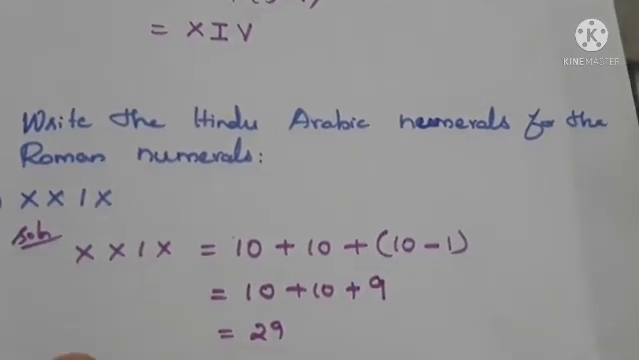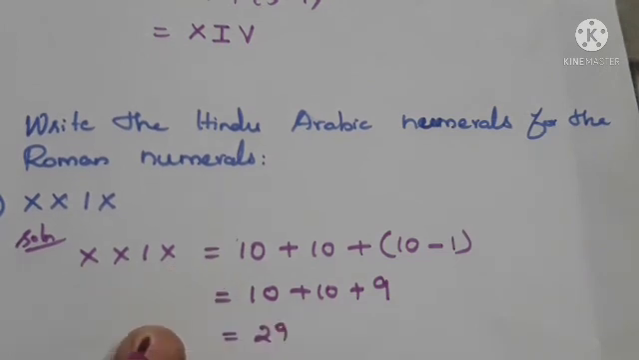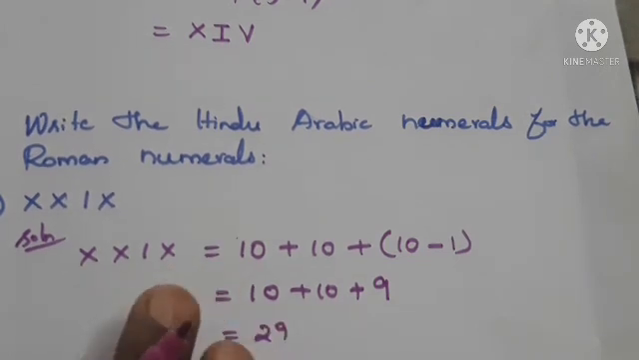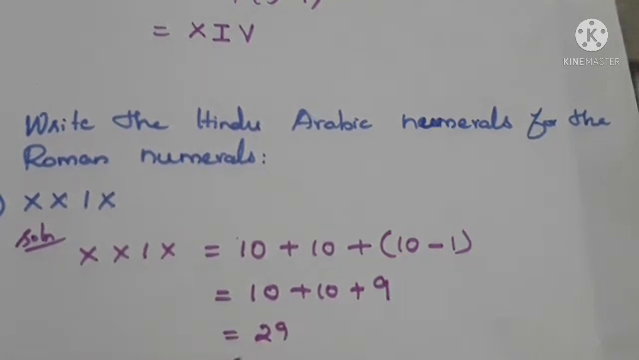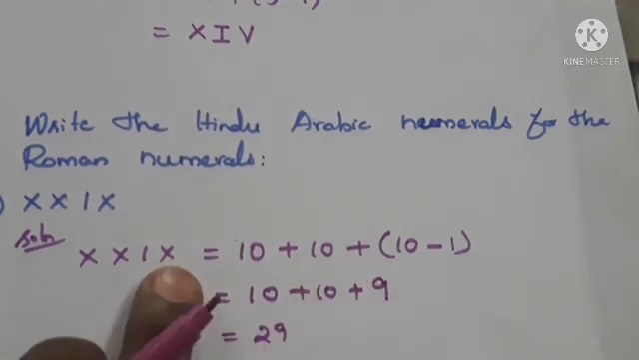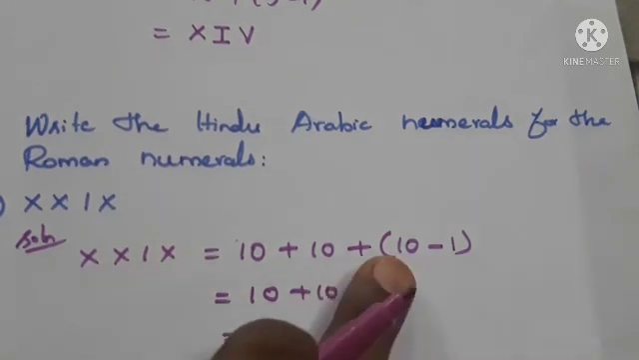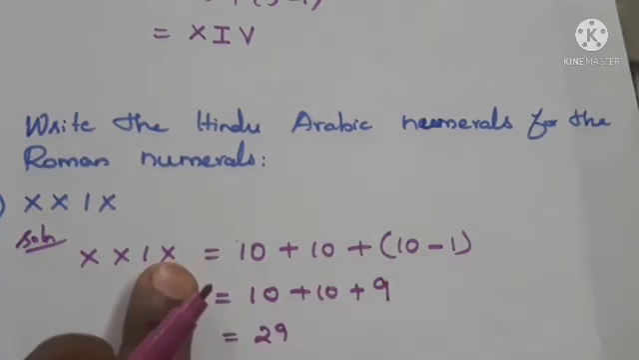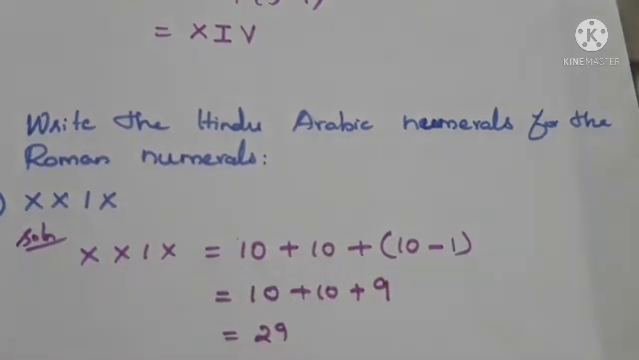So what's the condition? Writing the smaller numeral to the right of the larger numeral represents what? Addition. If you write the smaller numeral to the left of the larger numeral, it means what? Subtraction. So here we have the smaller numeral at the left of the larger numeral now. That means subtraction. So we subtract X minus 1, that means 10 minus 1 is 9. Okay, look at the next one.